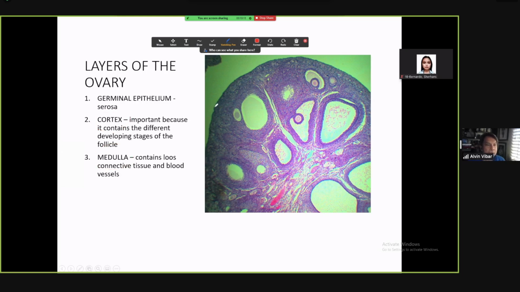The ovary is covered with a modified type of epithelium, which is a reflection of the peritoneum. We call it the germinal epithelium. Some books will also call it the surface epithelium. Germinal epithelium is here, and frequently asked, what is the lining epithelium? It's an example of a simple cuboidal epithelium.